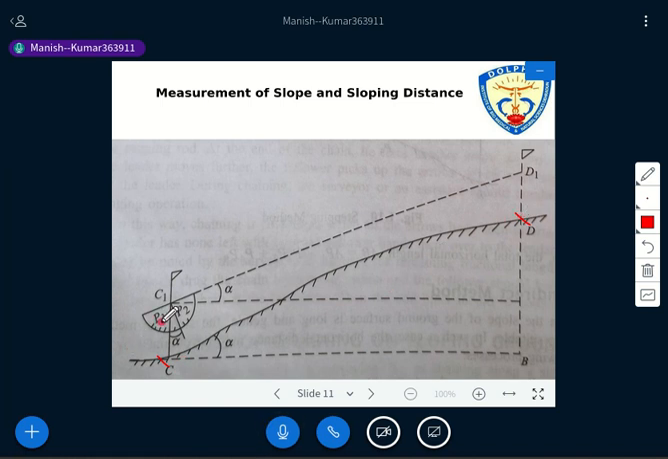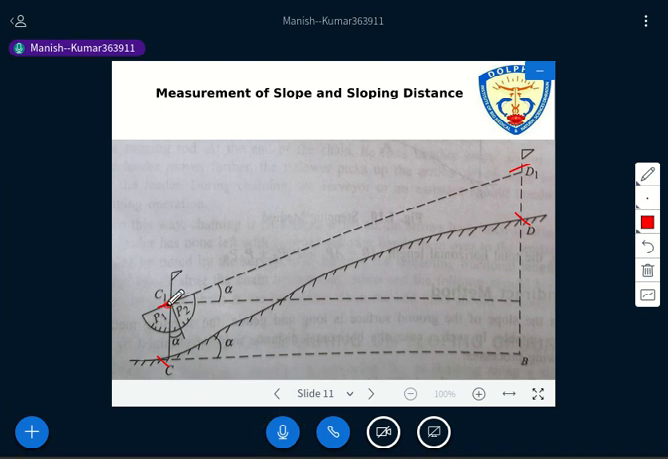After placing the ranging rod, mark 1 point C1 on the ranging rod which is fixed on C, and mark 1 point D1 on the ranging rod which is fixed on D, right? Then place the clinometer at this position C1. Is it clear? You have to place it so that this center, the O position, touches C1. You have to place it like that.